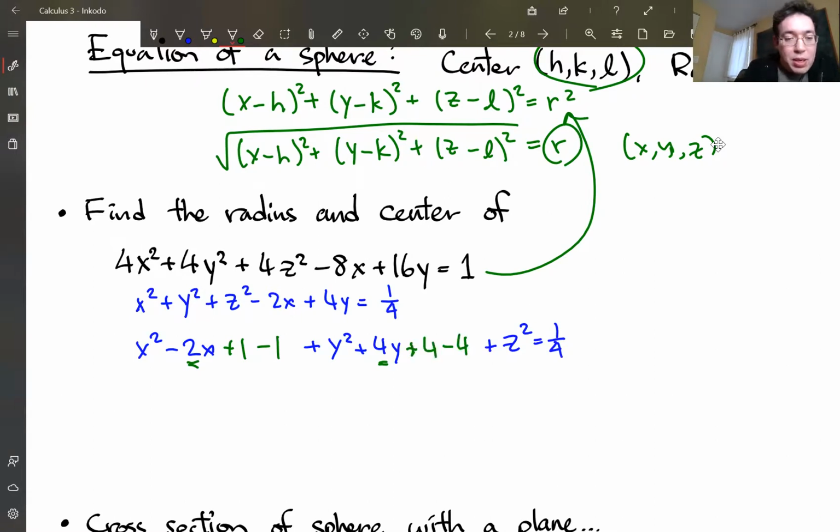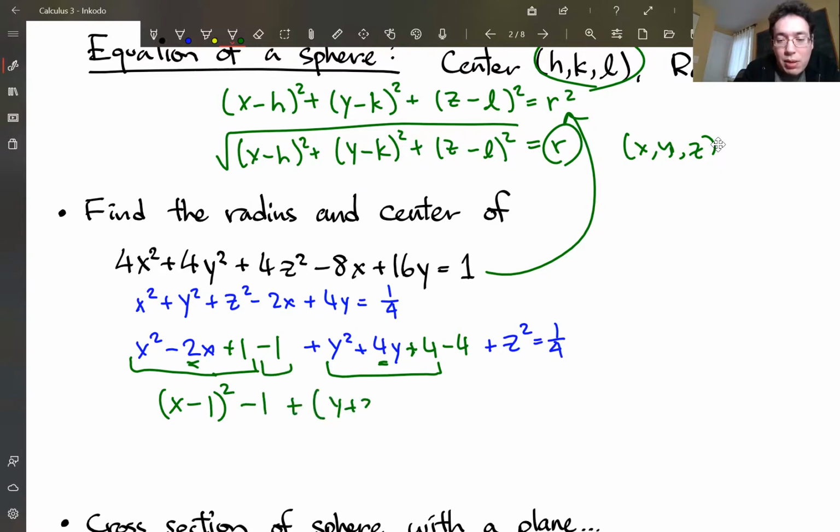Okay. If I do that, this portion for the x and this portion for the y becomes a perfect square. So this becomes x minus 1 squared, and then there's a -1 that's left over. And here it's going to be y plus 2 squared, and -4 is left over.